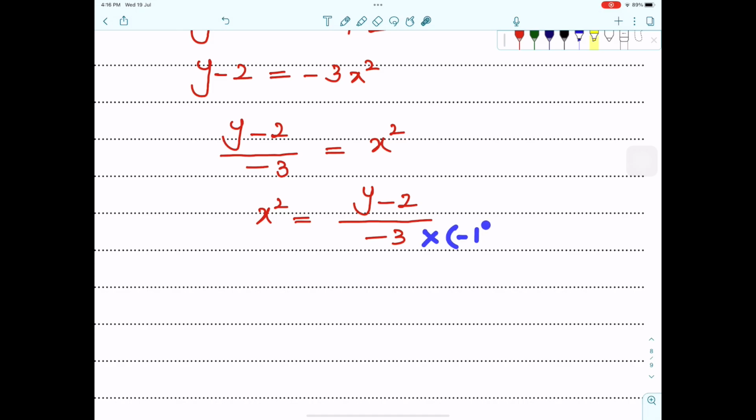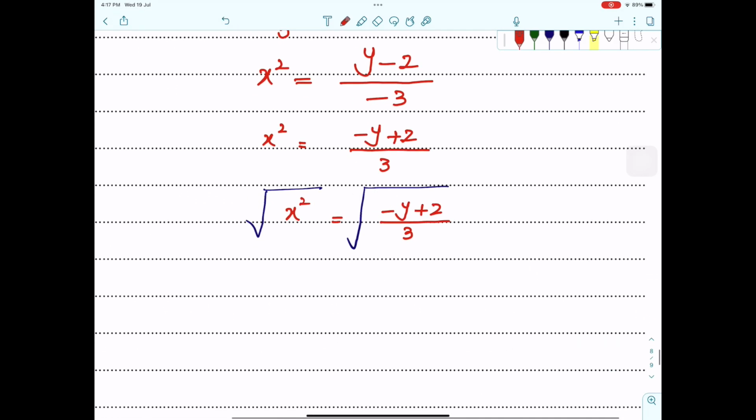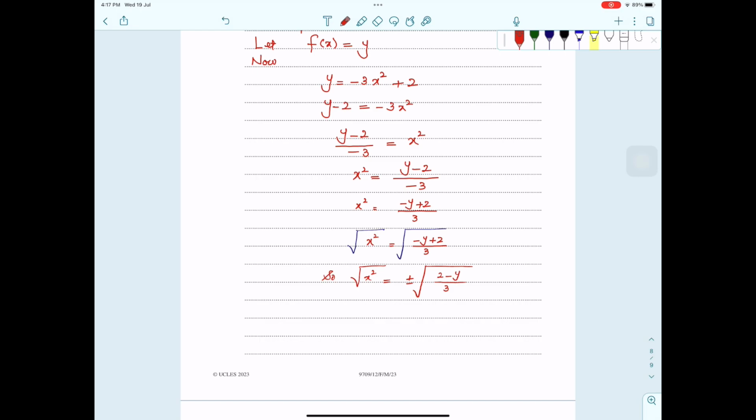Next, we want to change the sign. So in that case, you will multiply numerator and denominator by minus 1. So it is x squared is equal to minus y plus 2 over 3, because we have multiplied by a negative number. So now you can take square root on both sides. When you take square root, you write plus or minus sign on your right hand side. But I will let you know which sign you have to choose. So x is equal to plus or minus square root 2 minus y over 3.